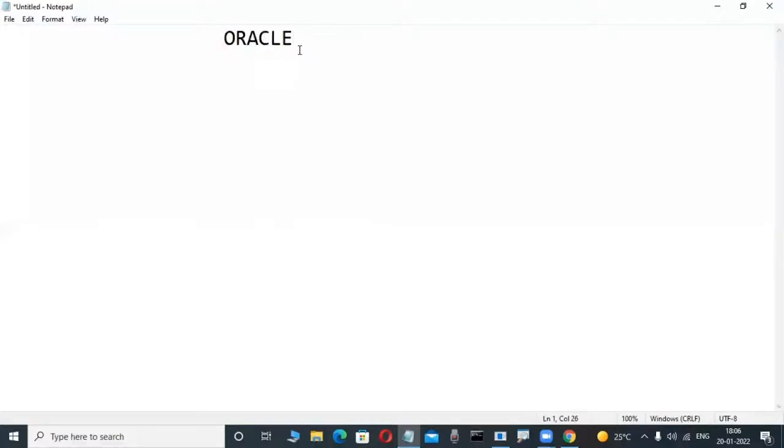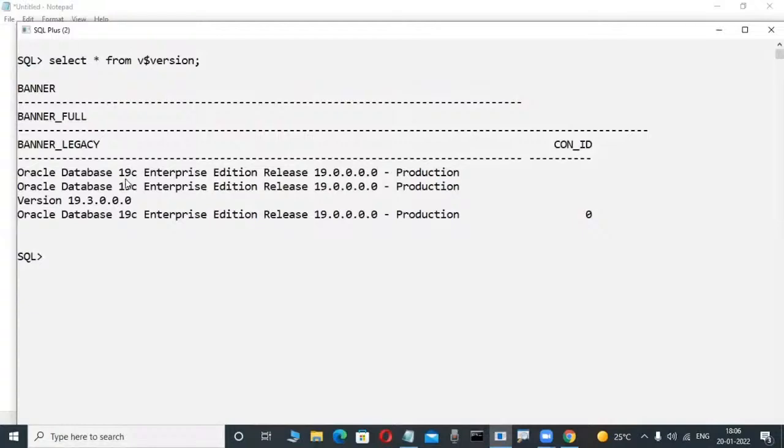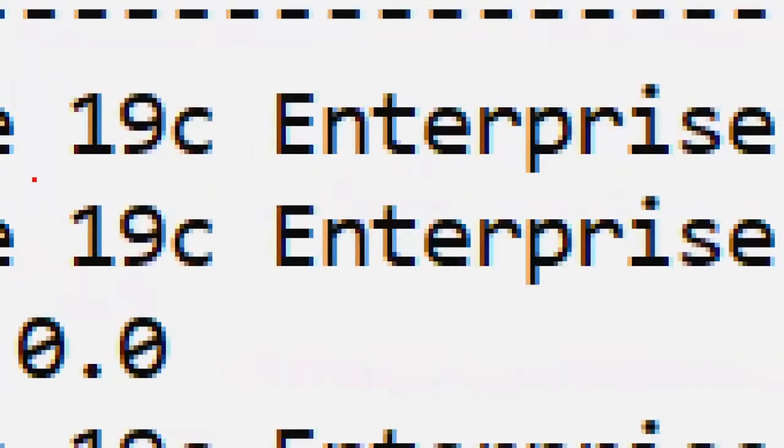Oracle 1.0, 2.0, 3.0, 4.0, 5.0, 6.0, 6.1, 5.1 also there. And now 7.0, 7.1, 7.2, 7.3, 8.0, 8.1.5, 8.1.6, 8.1.7. That is also called 8i, 9i, 10g, 11g, 12c, 18c, 19c, and the latest one, 21c. But in our class, this software is available: 19c, we are learning only that.